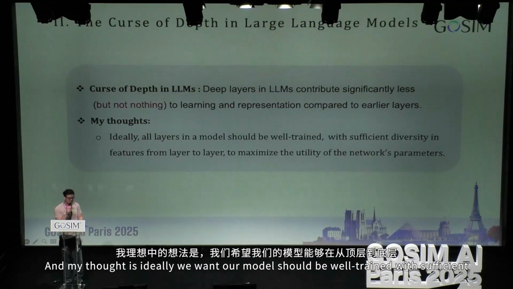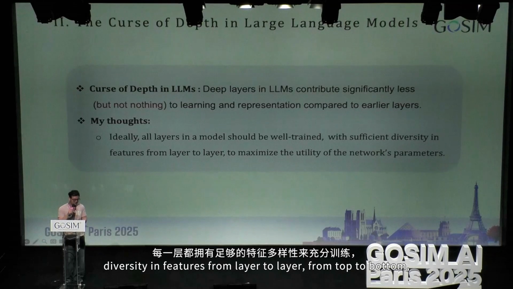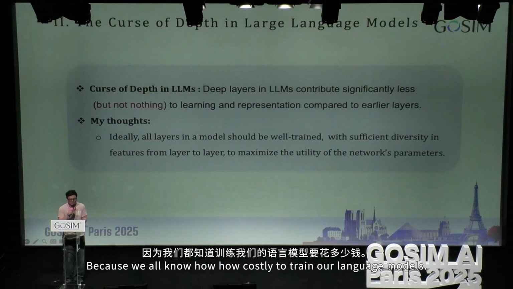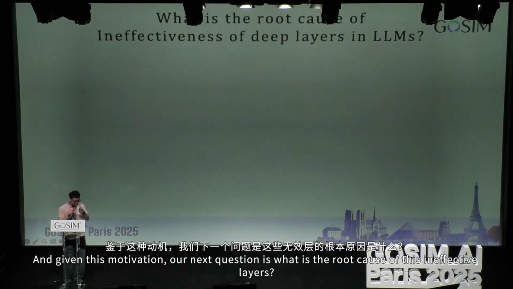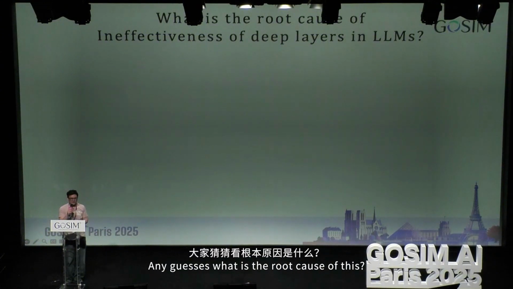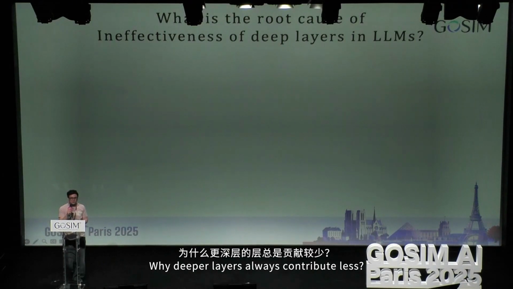And my thought is, ideally, we want our model to be well-trained with sufficient diversity in features from layer to layer, from top to bottom, to maximize the utility of the network's parameters, because we all know how costly it is to train our language models. Given this motivation, our next question is: what is the root cause of these ineffective layers in LLMs? Maybe I'll just pose this question to the audience. Any guesses? What is the root cause of this? Why do deeper layers always contribute less?